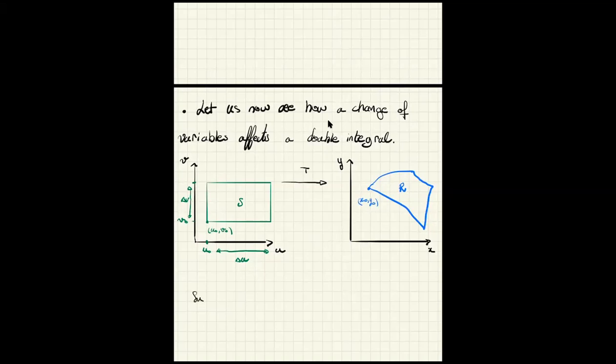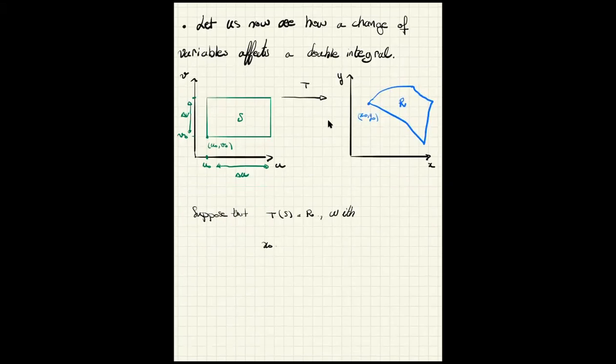Here, suppose that T of S is equal to R, and it's 1-to-1. But we're not going to use the fact that it's 1-to-1. It's a very technical thing. Suppose that T of S is R, with (x0, y0). So here, I would like you to follow me a bit carefully.